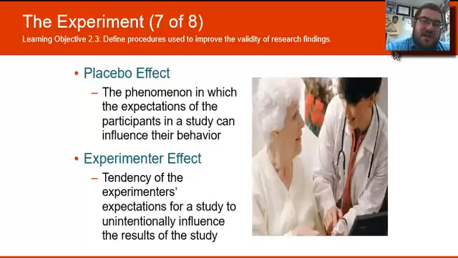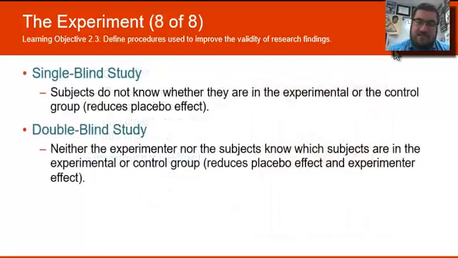And then the experimenter effect. If the experimenter knows who is in which group, they can unintentionally influence the results of the study. And that's why we need to control for the experimenter effect with a double-blind study. A single-blind study is when the subjects do not know whether they are in the experimental or the control group, but the experimenter does. A double-blind is when the experimenter does not know which subjects are in the experimental or control group. And if you want to be as unbiased as possible, you have to do a double-blind study.